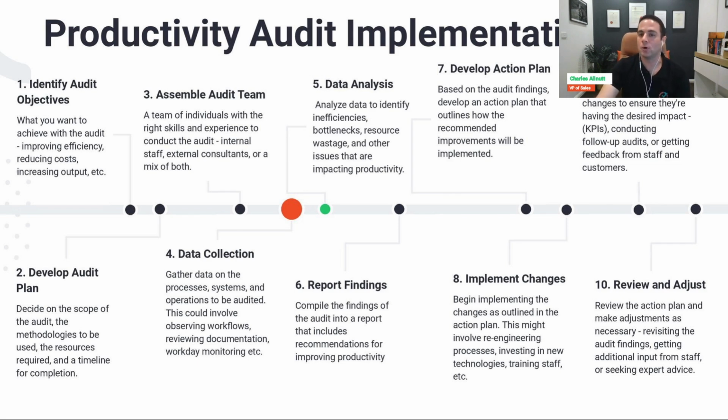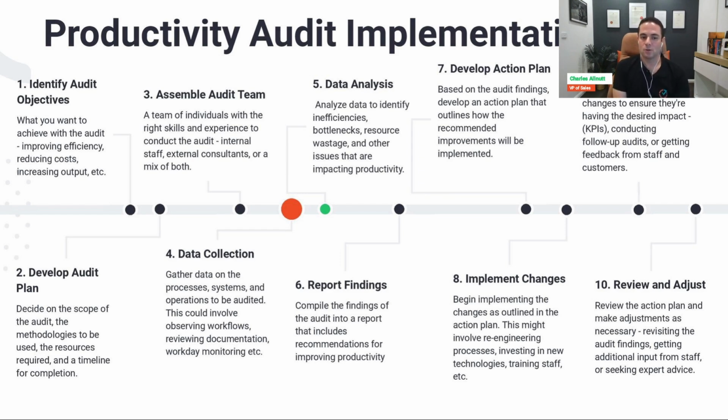Next, you want to gather the audit team, the superstars of your operations. These guys would be armed with the skills and experience to carry out your plan. With your team at the ready, you can begin to gather data on all relevant processes, systems, and operations. Once you get this, you then analyze the collected data thoroughly to identify the productivity bottlenecks or inefficiencies. Once you've highlighted these issues, report your findings and create an action plan to implement the suggested improvements.